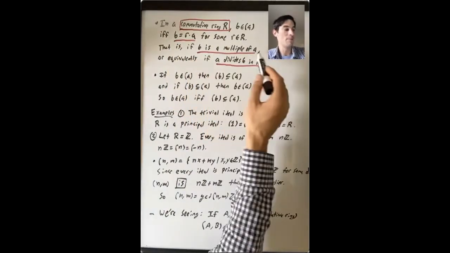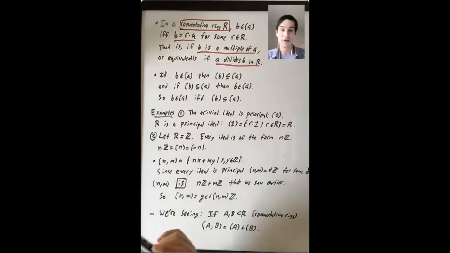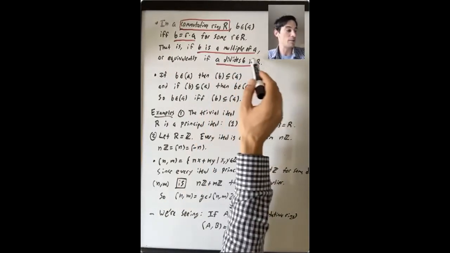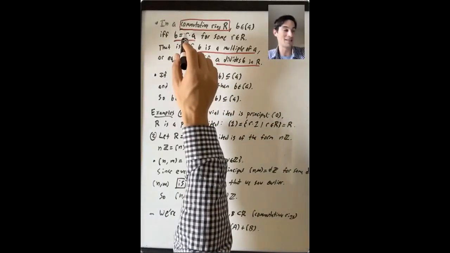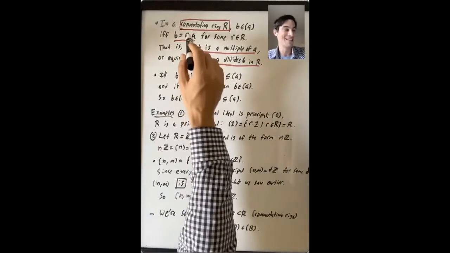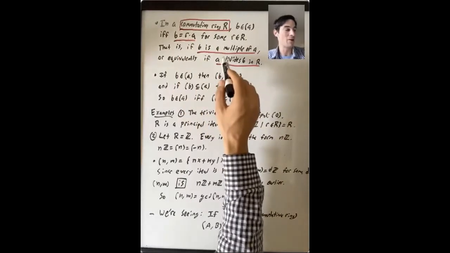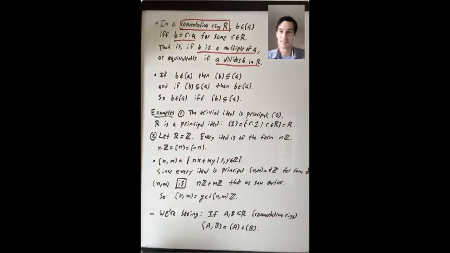That means that B is a multiple of A, or equivalently, that A divides B in R, that there exists some little element, little r in R, so that r times A equals B. That'll mean A divides B in R.